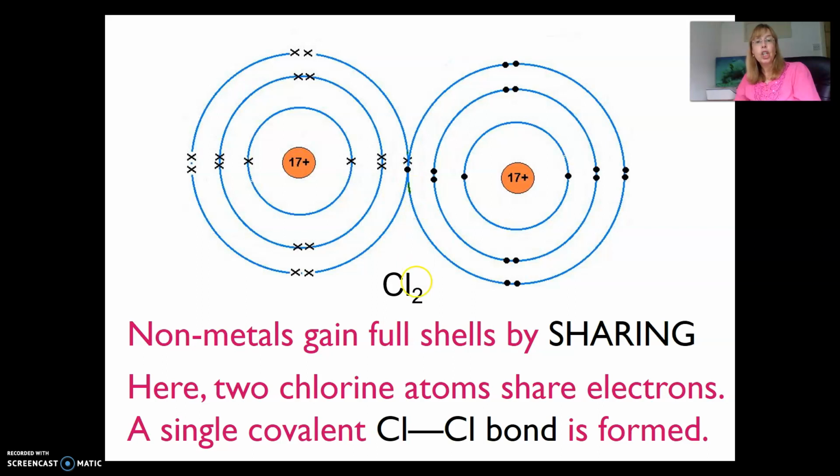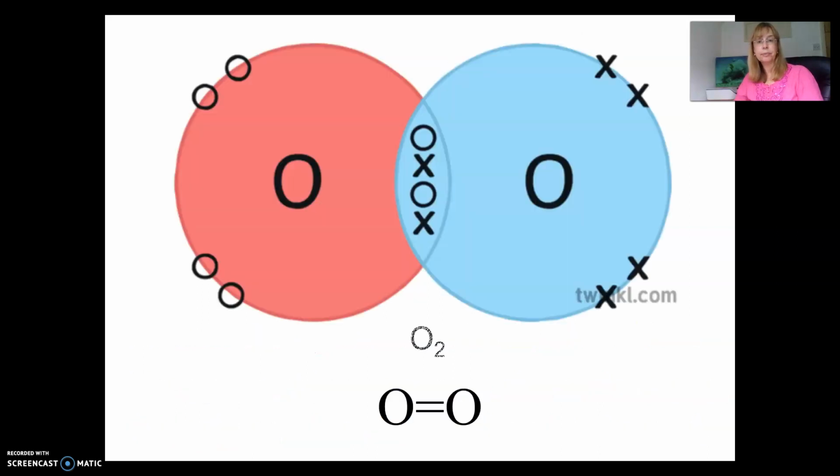Another way that I can show this is by what we call a stick diagram. And over here you can see chlorine with the single covalent bond represented by a single line. That means one pair of electrons are being shared.